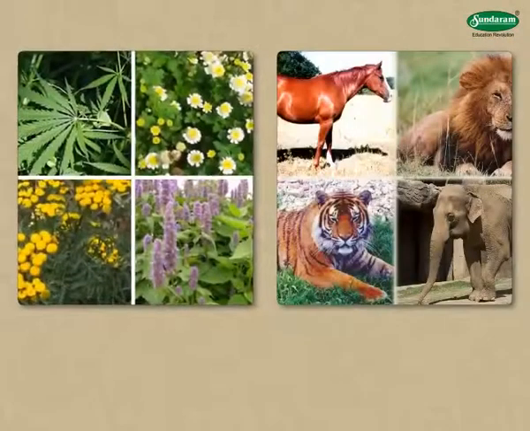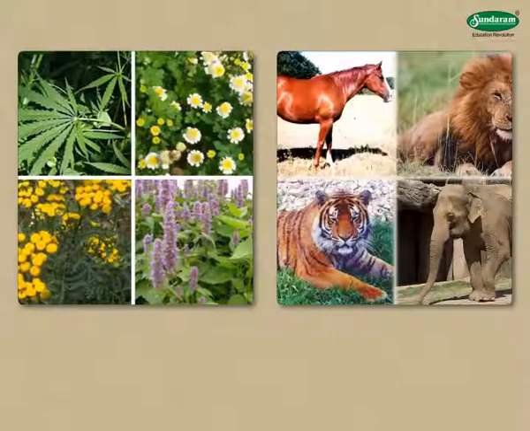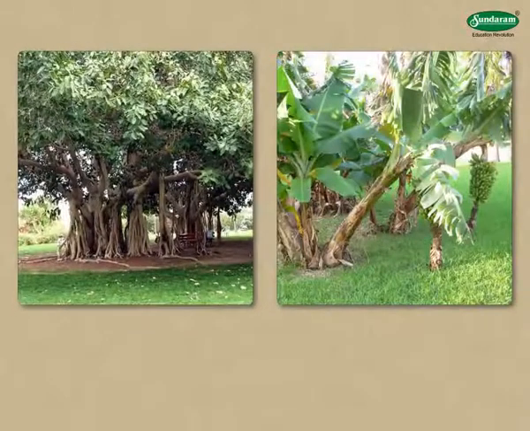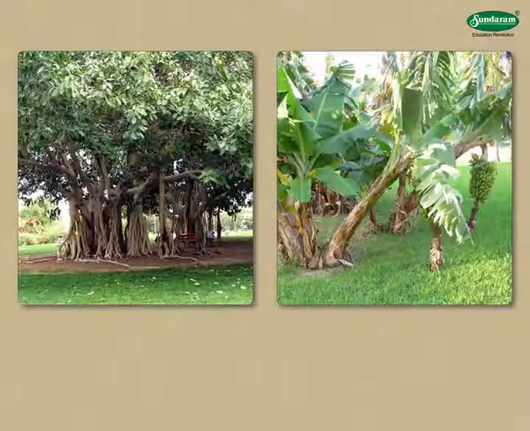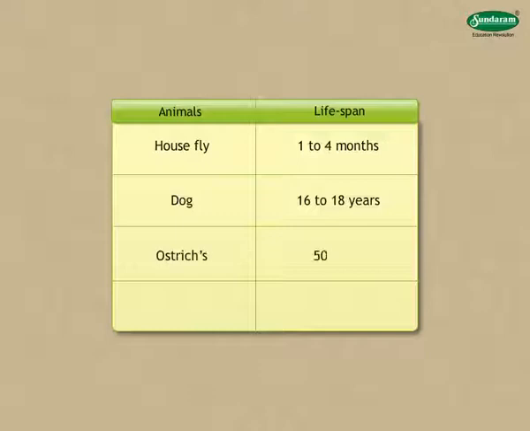The life of a plant or animal is limited. The lifespan, or the period for which they live, is different in different plants and animals. Some plants live for many years. Some have short lifespans. Let us look at the lifespan of some animals. The life of a housefly is 1 to 4 months. The lifespan of a dog is 16 to 18 years. The ostrich's lifespan is 50 years and the lifespan of an elephant is 70 to 90 years.